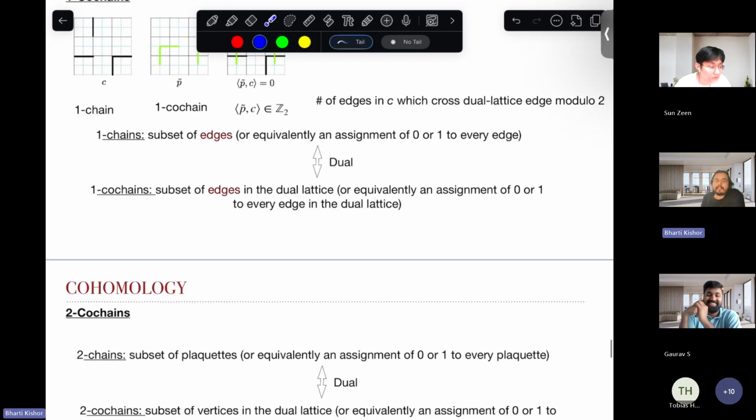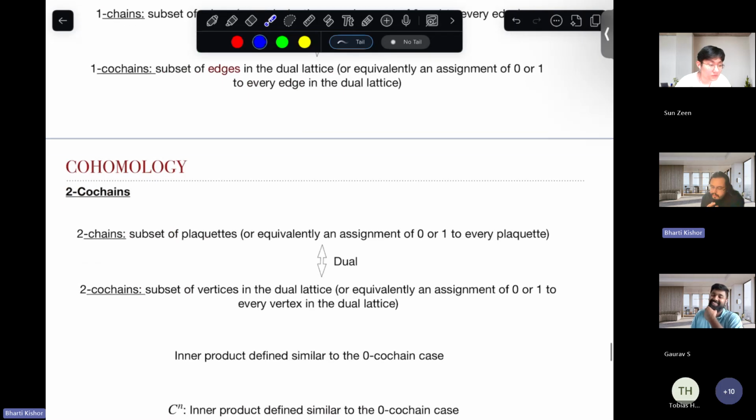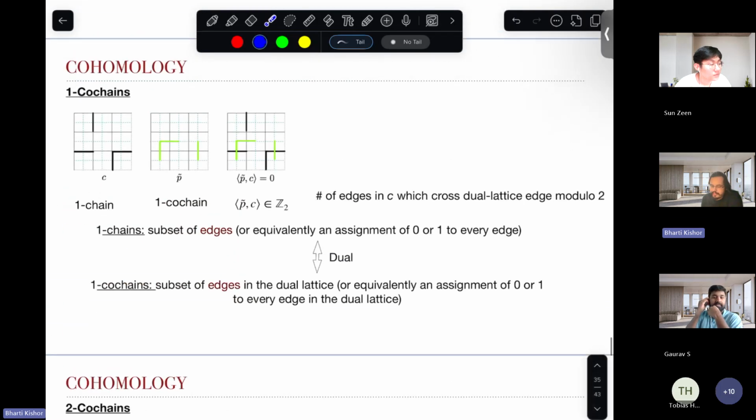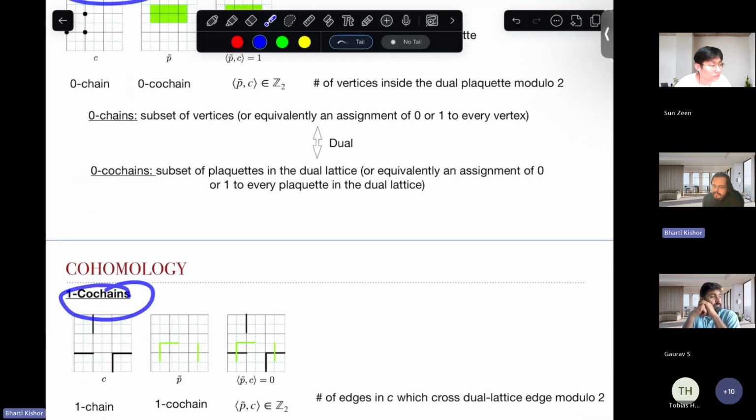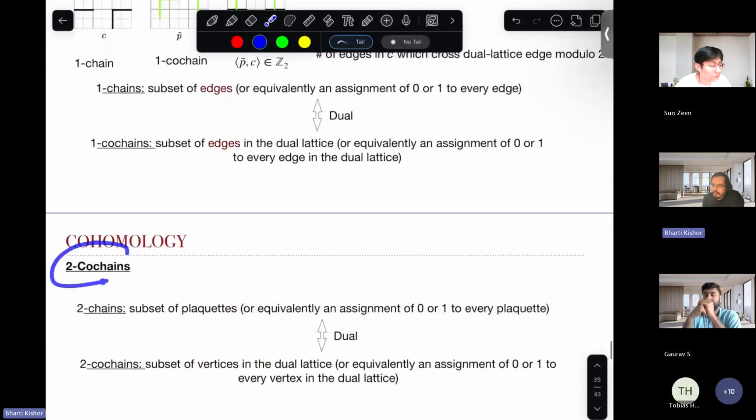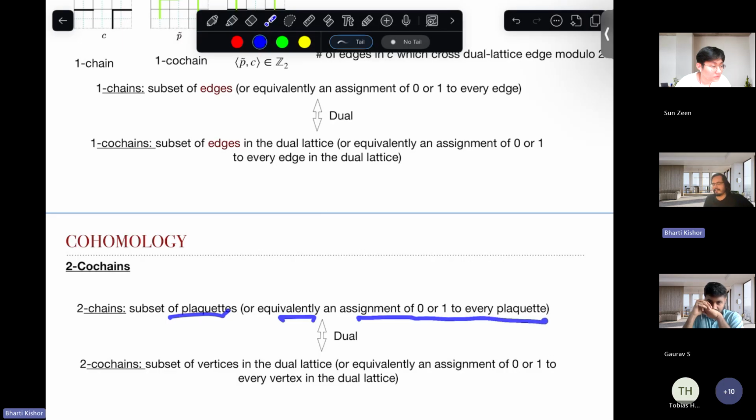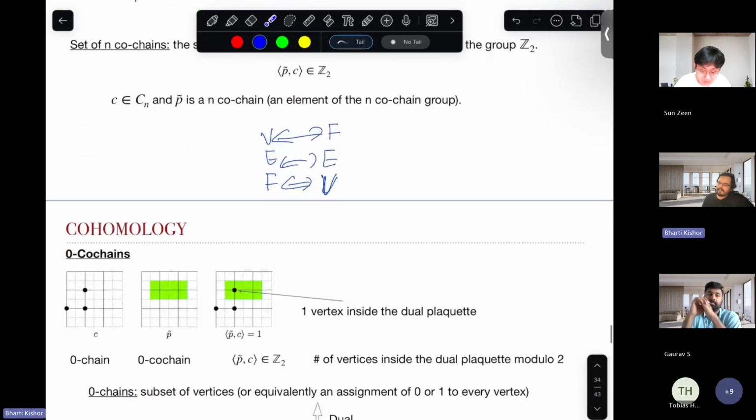Okay, so basically now let's look at cohomology. Yeah. So we talked about zero co-chains, we talked about one co-chains, and now the two co-chains. It's a similar kind of thing. Like we had two chains which is subset of plackets or equivalently an assignment of 0, 1 to every placket. Now, as we said, in this case, now we have to talk about vertices.